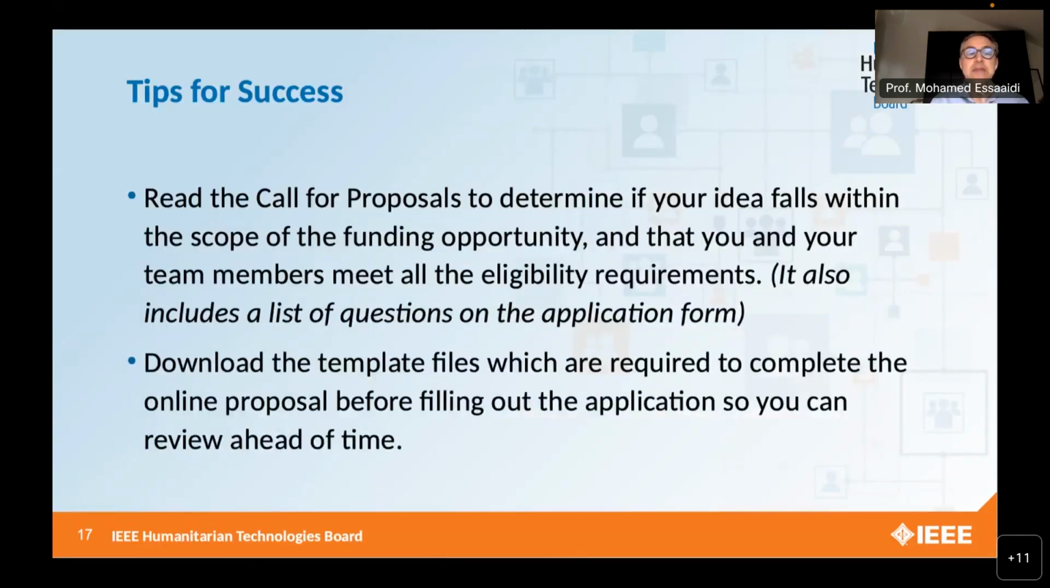Well, we have here also some tips for success. We have to read carefully the call for proposals to determine if our idea falls within the scope of the funding opportunity, and that we and our team members meet all the eligibility requirements. It also includes a list of questions on the application form you can find there. We also have to download the template files, which are required to complete the online proposal, before filling out the application, so you can review ahead of time.